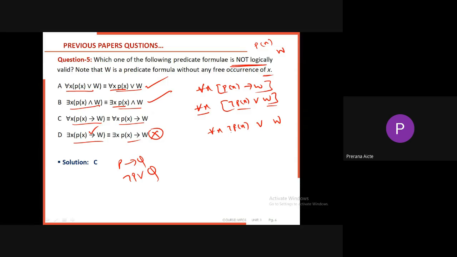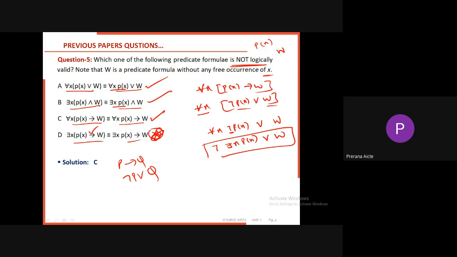Because it is free occurrence, so W will come as it is. Now if you move this negation to this side, the for all becomes there exists x, negation of P of x or W. That will be the rule. Actually this is the equivalent formula for this one, so it is not equivalent to the given one.